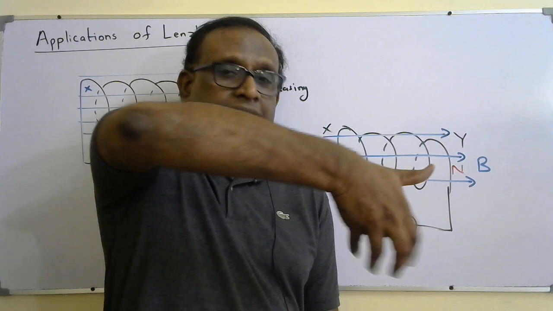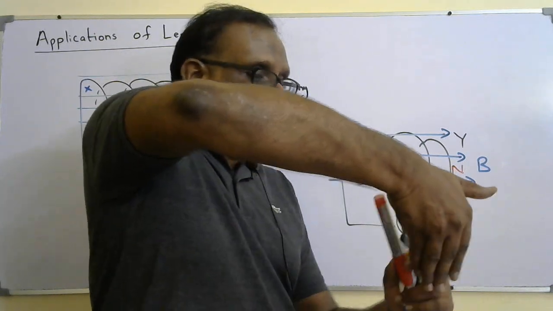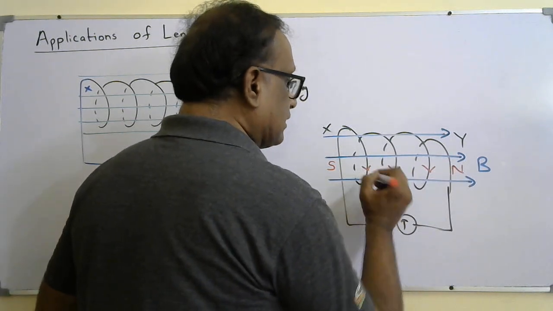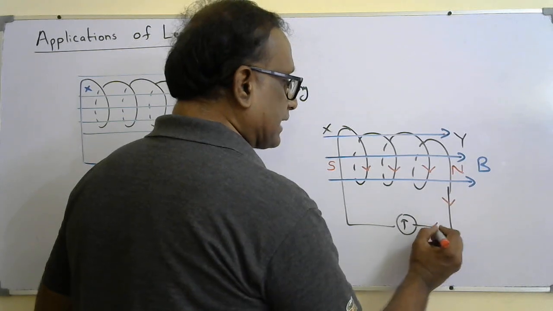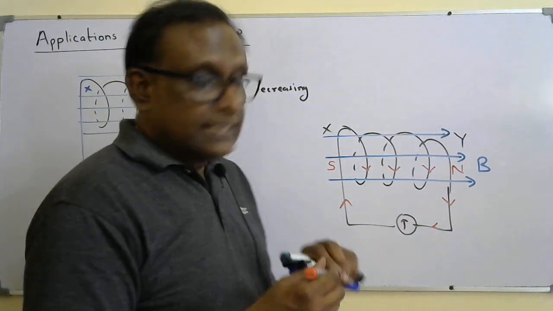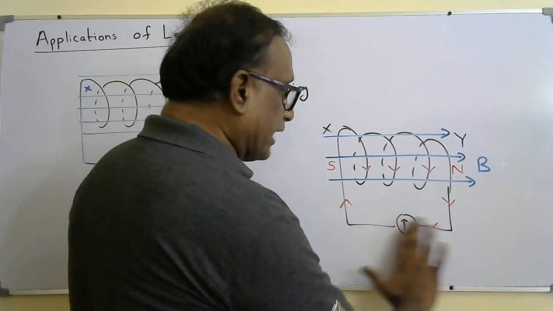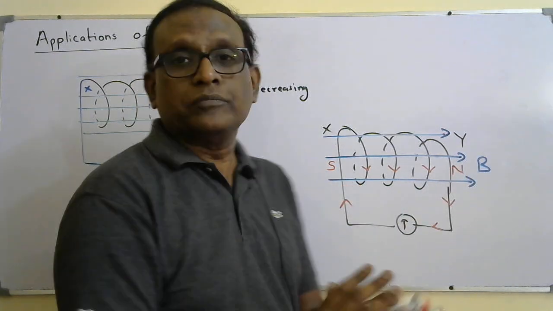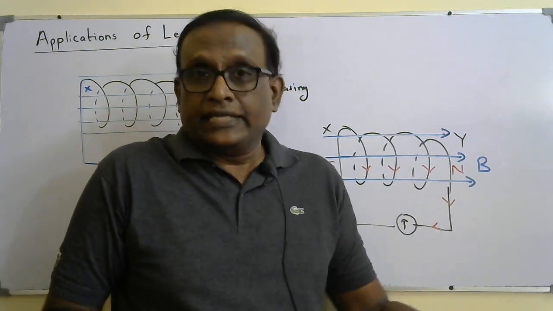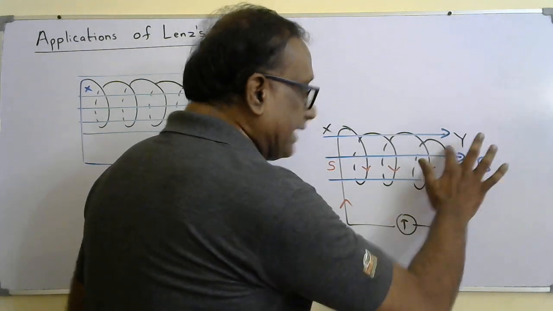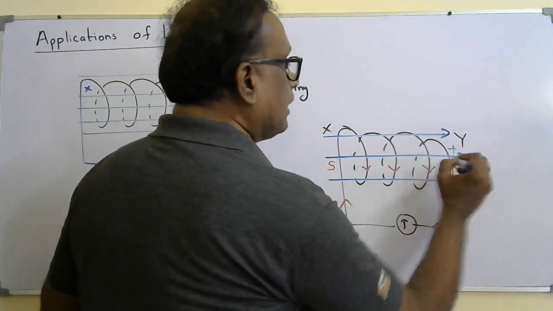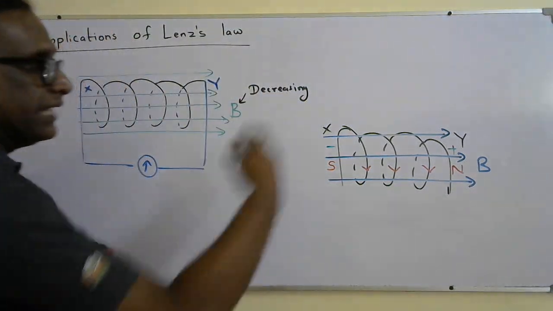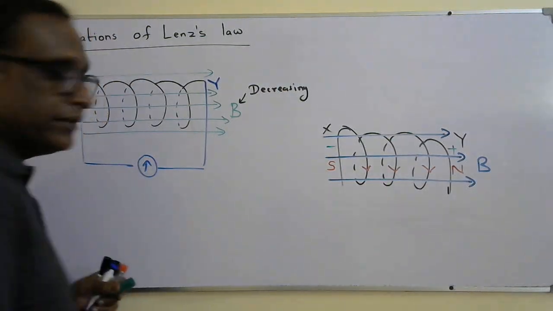I should keep my hand like this because the thumb should indicate the north pole. The fingers should indicate the direction of current flow, so the current will flow in this direction. That means, again at the end Y, I know the direction of the current coming out of the solenoid, which acts like a battery created due to induction. Now I know this end will become positive and this end will become negative for this induced EMF. The end Y will become positive, end X will become negative.